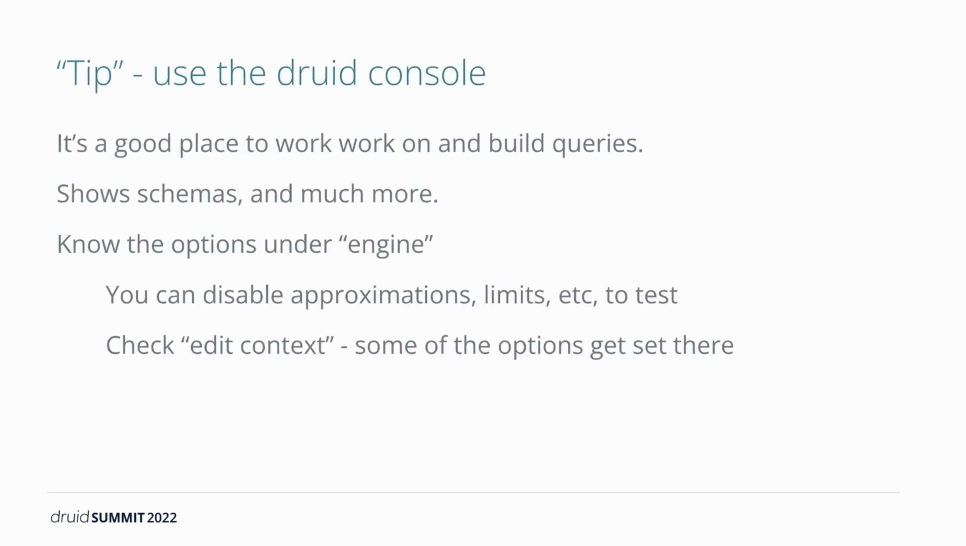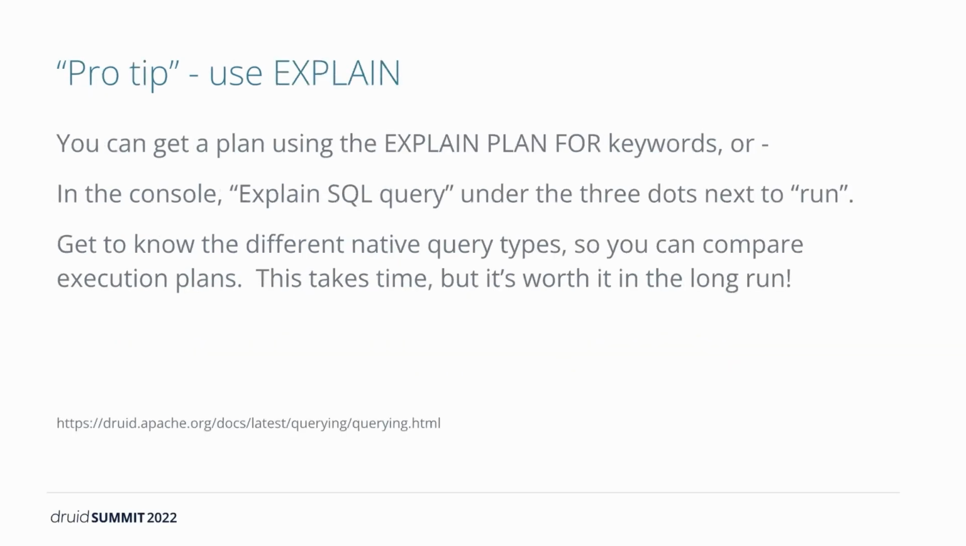Another tip is for designing your queries. I recommend using the Druid console. It's a really nice place to work in and to build your queries. Shows you the schema, shows you a lot of things. There are options under the engine button. You can disable the approximations and limits and things for testing. You can look at the context and edit it by clicking on the edit context option, also near the run button. So it's a really good tool to work for. And what it can also do is make it easy to look at the underlying JSON if you're really getting into the nitty gritty of things.